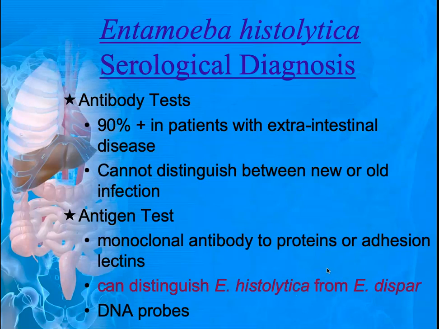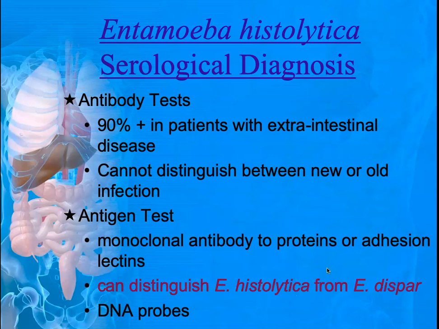Now we can also do serological diagnosis for Entamoeba histolytica. This is most helpful in the patients with extraintestinal disease. So they have liver or lung or other involvement. In 90% of those patients will get a positive antibody test. However, you cannot distinguish between an old or a new infection, just like with other antibodies for syphilis. You don't know if it's past or present.